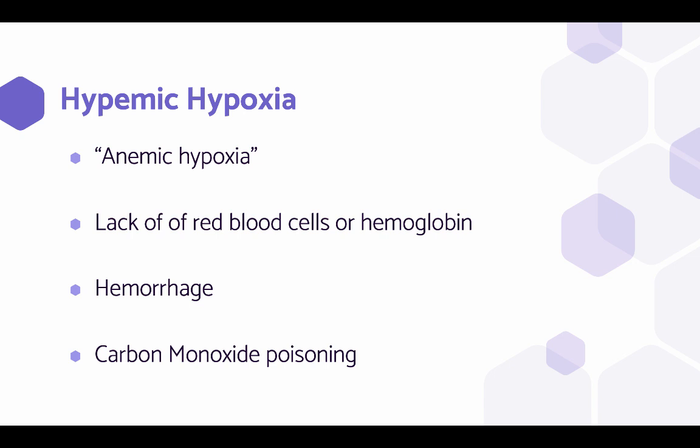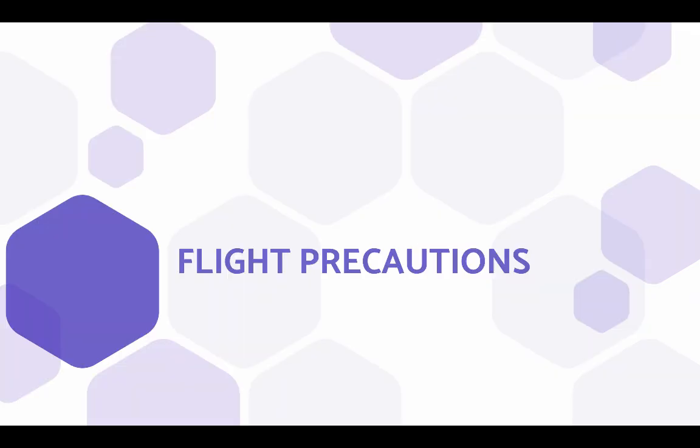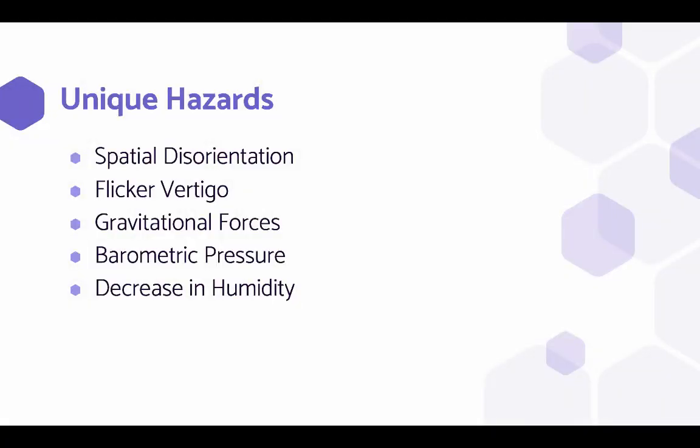All right, the last thing we're going to mention here under flight physiology is just some flight precautions. There are some very unique things we have to be mindful of when flying. One is spatial disorientation. So we're kind of out of our element, right? And maybe we're flying over some kind of nondescript territory, and we would just get disoriented.